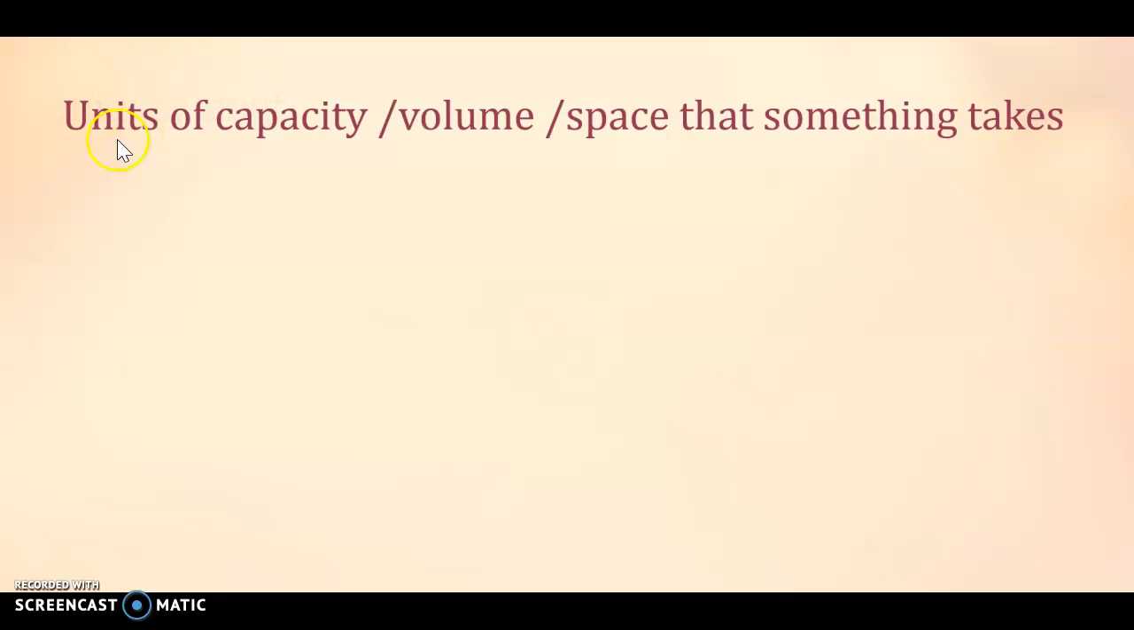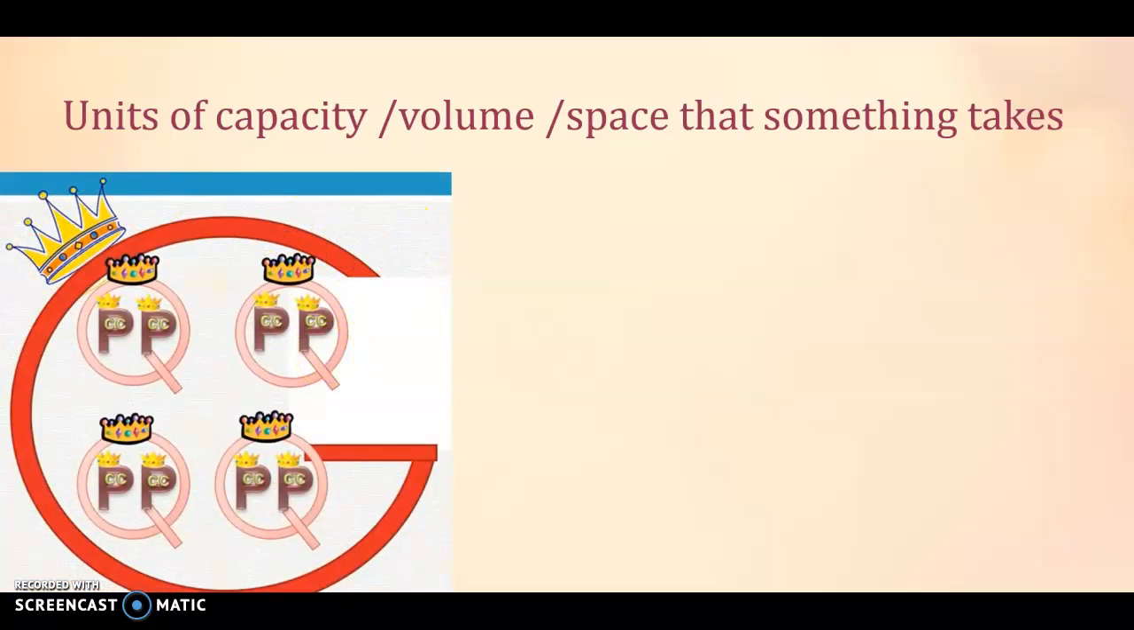Yesterday you learned about units of capacity or volume. Volume or capacity is the space that something takes. You learned about King Gallon. This G represents 1 gallon. Then Q's are quarts, P's are pints, and C's are cups. We can draw a tape diagram for King Gallon and all of these units.